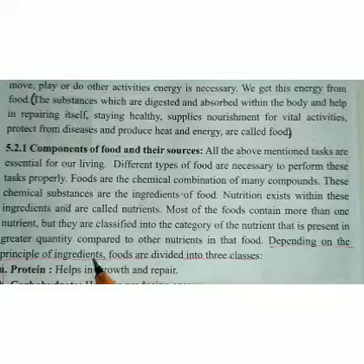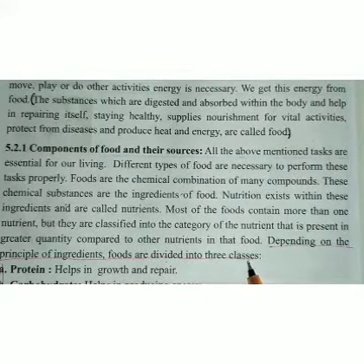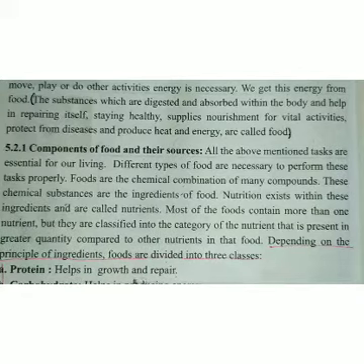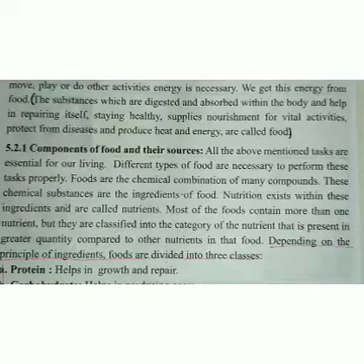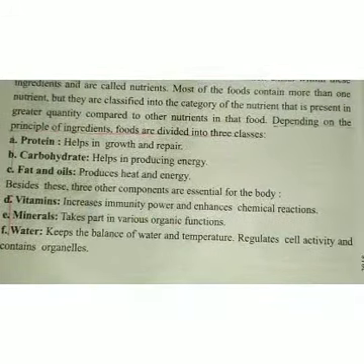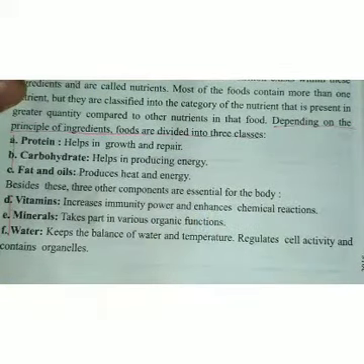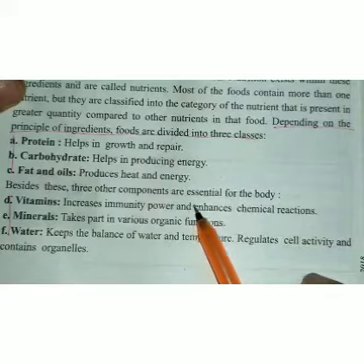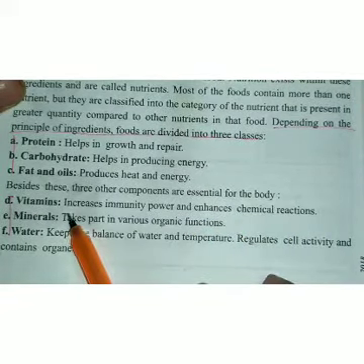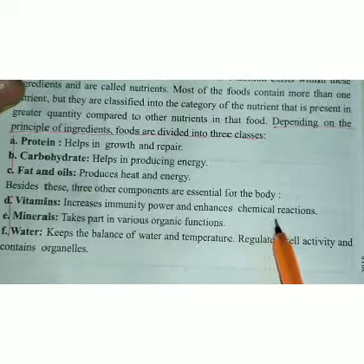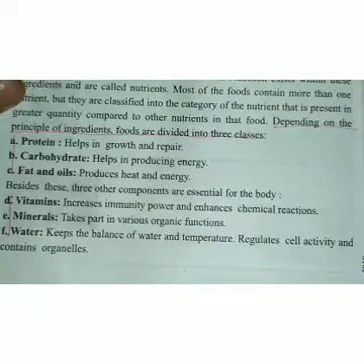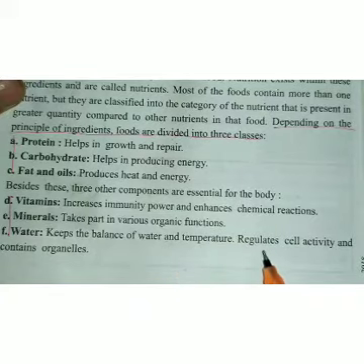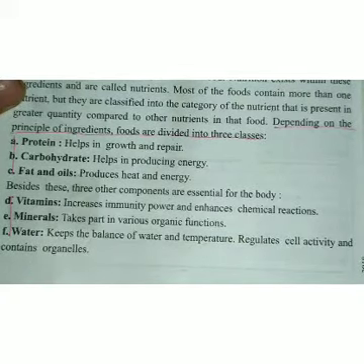Depending on the principal ingredient, foods are divided into three classes: protein, that helps in growth and repair; carbohydrate, that helps in producing energy; fat and oil, produce heat and energy. Besides these, three other components are essential for our body: vitamins, that increase immunity power and change chemical reaction; minerals, take part in various organic functions; water, keeps the balance of water and temperature, regulates cell activity and contained organelles.